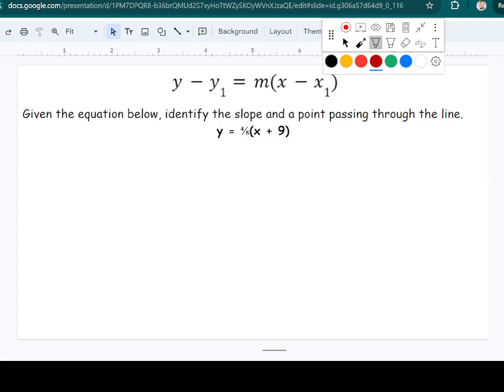And then finally, here we want to find the slope and the point. This one looks a little different. So we can still find our slope pretty easily. That's out front of the parentheses. So that would be that 4/5.